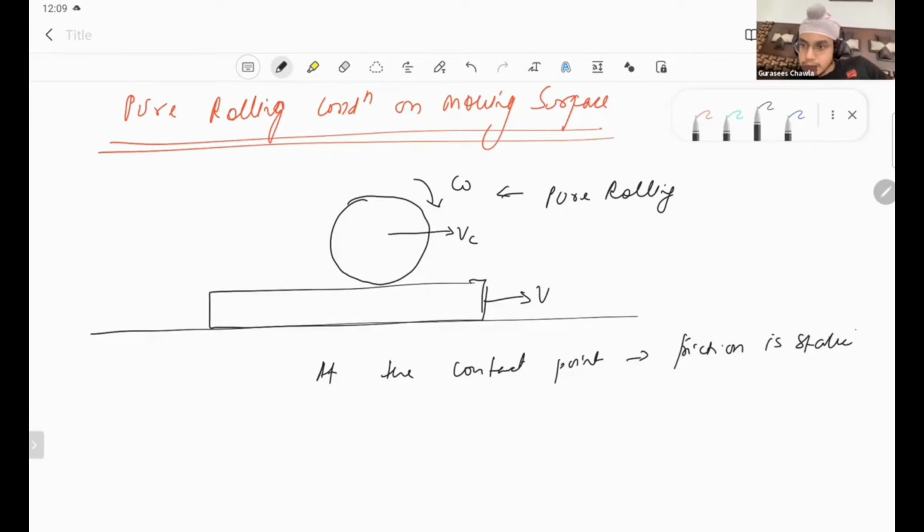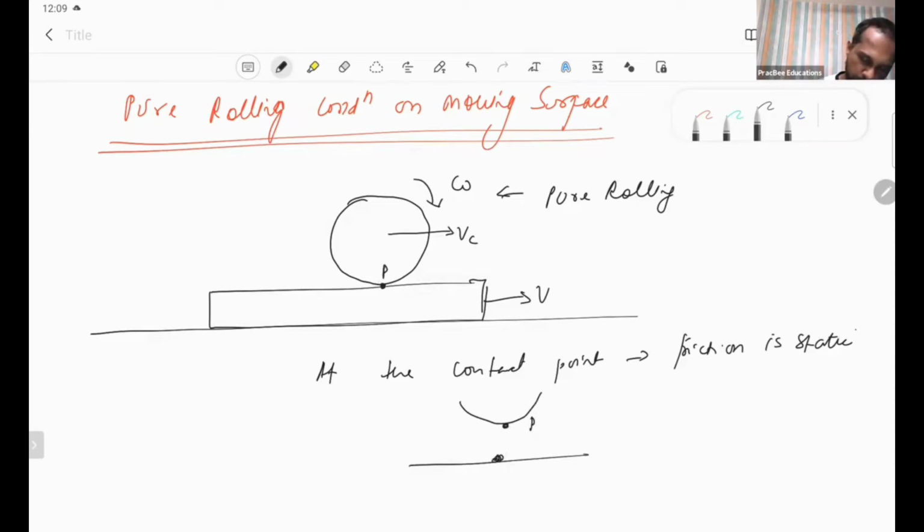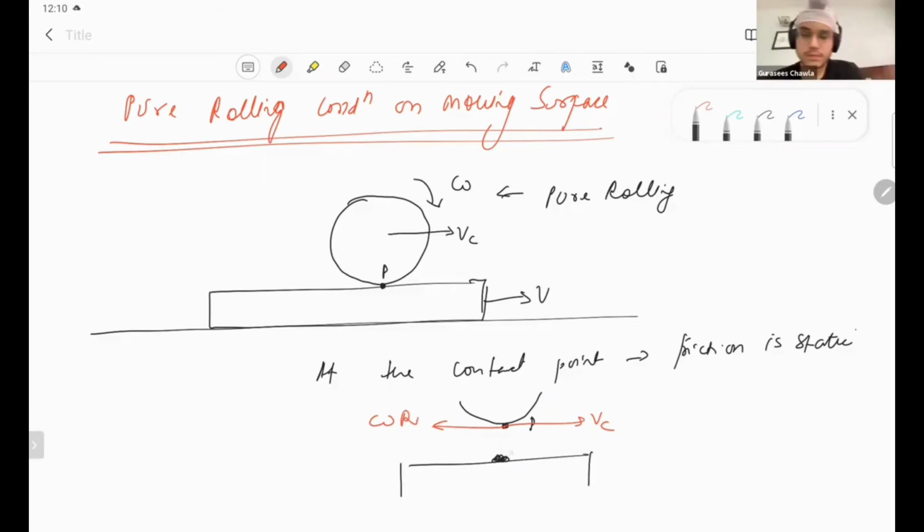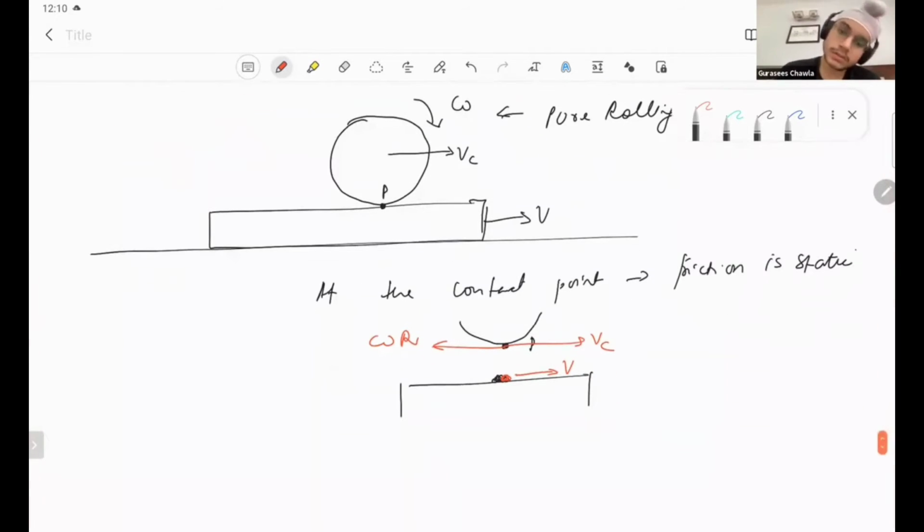If friction is kinetic, then it's not pure rolling. So at this point P, I can say this is point P. The point P, which is in contact for both, I am marking that point. Okay. So for the sphere, VC is like this. For any circular object, omega r is in this direction, and this point is moving in this direction with velocity v.